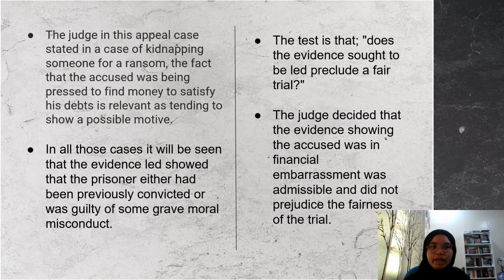The point of excluding bad character evidence is that it would compromise a fair trial, as there is stigma against those who have bad character. However, the fact of financial embarrassment does not put such stigma on Lim Kong. Therefore, the judge decided that the evidence showing the accused was in financial embarrassment was admissible under Section 8 and did not prejudice the fairness of the trial.